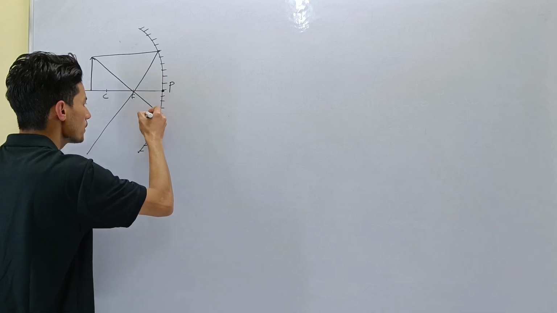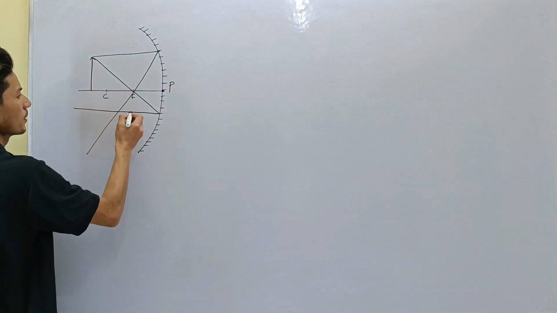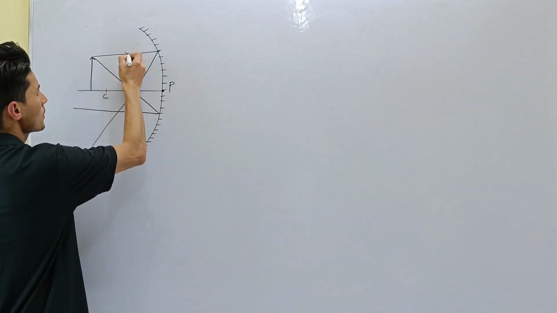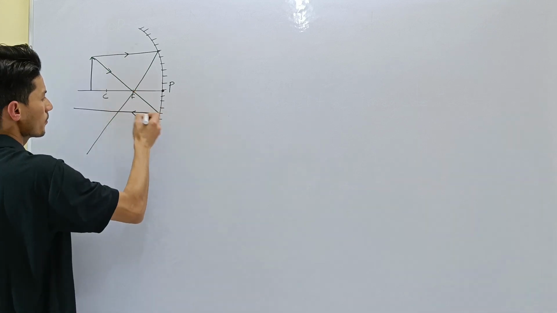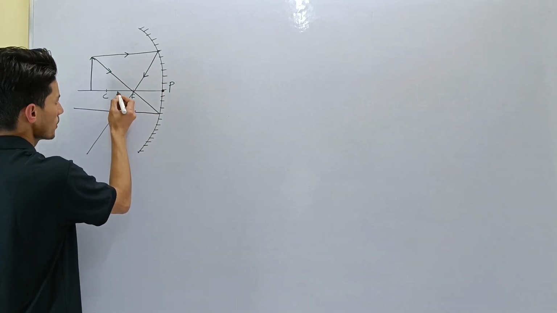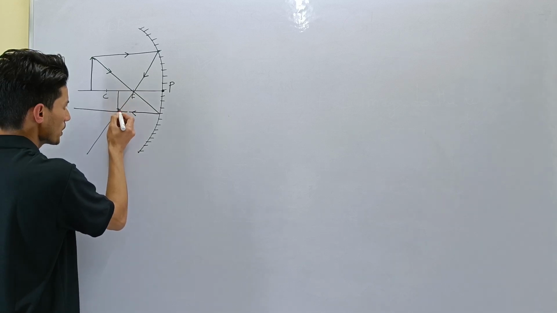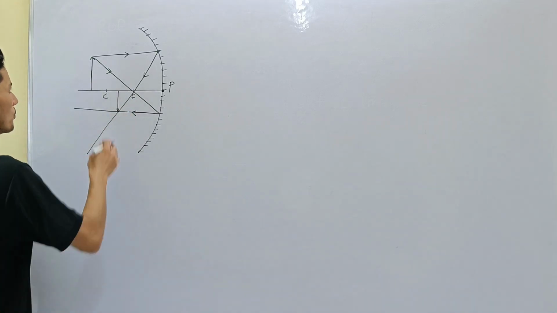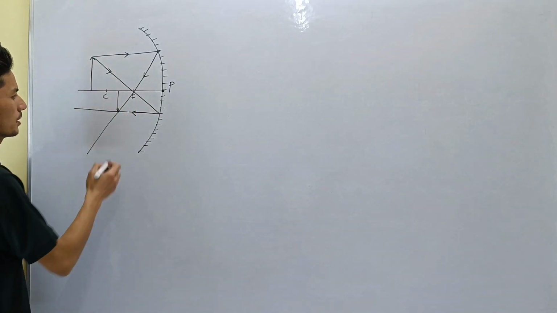Okay, and where does it meet? It meets here. So the reflected ray is here. This is the incident ray. This is the incident ray. This is the reflected ray. Where do they meet? They meet at this point. So this is the image. Right. The object is here. The image is here.